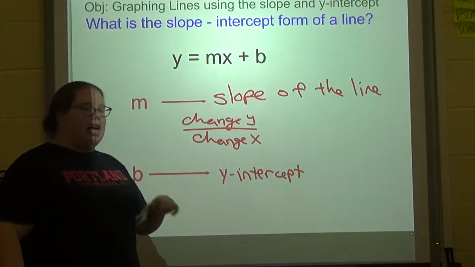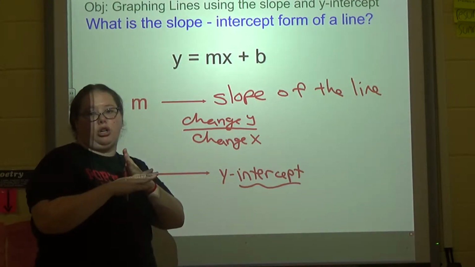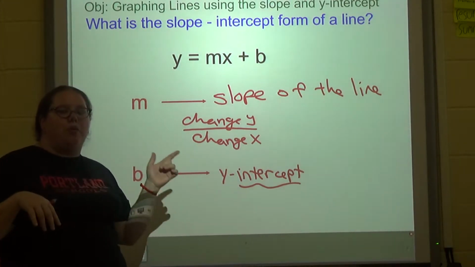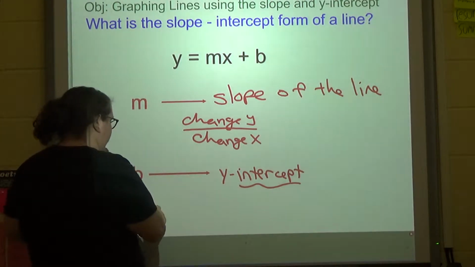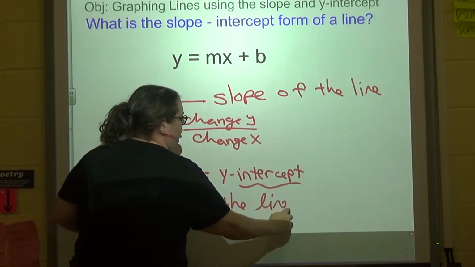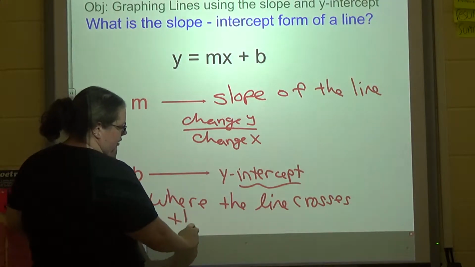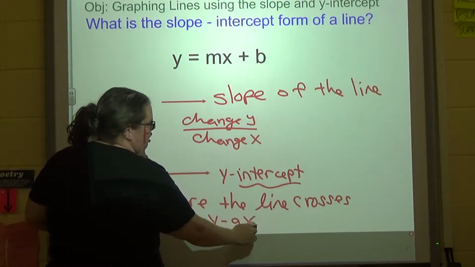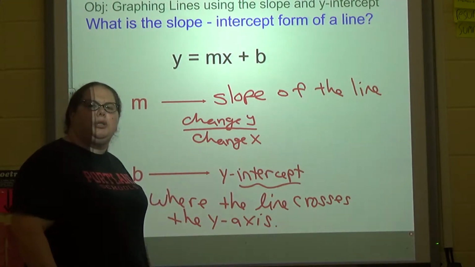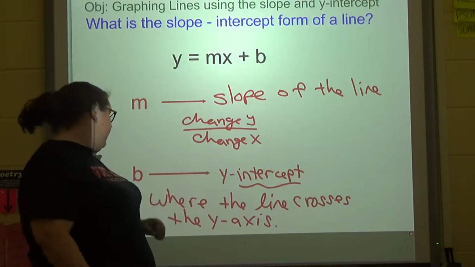And y-intercept, think about what intercept means, right? Intercept means where things touch or cross. So the y-intercept is where the graph crosses the y-axis, where the line crosses the y-axis. When you get into harder equations, or even later with lines, we'll talk about the x-intercept. That's where the line crosses the x-axis.